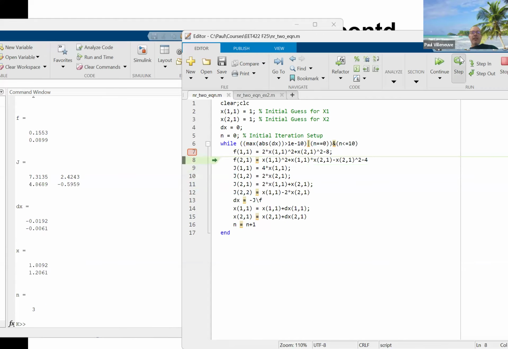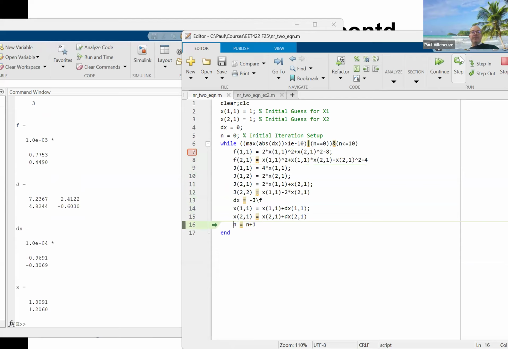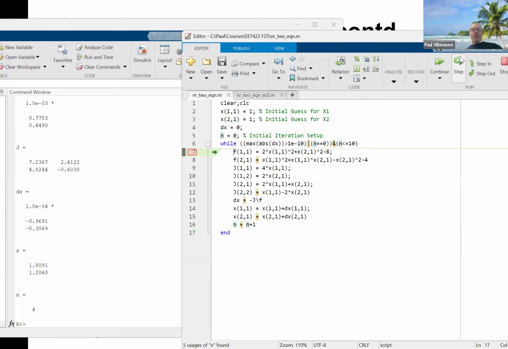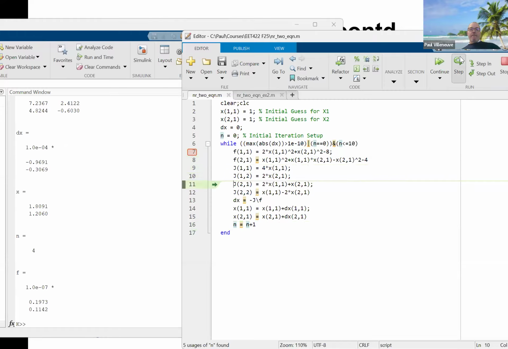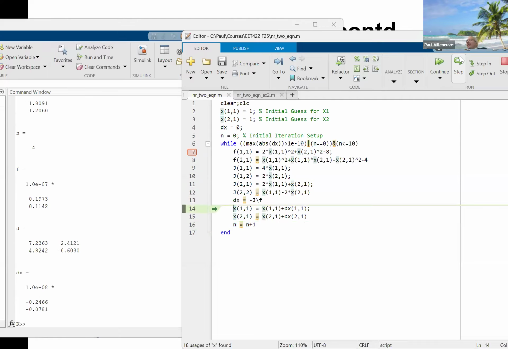Is it going to run through again? Yep, it's running through again. And look at my delta X. Now I'm down into the 10 to the minus 4. But I want it to be less than 10 to the minus 10. So it's going to keep running. Now I'm at -8. So my delta X is still not there. So it's going to run through one more iteration at least.